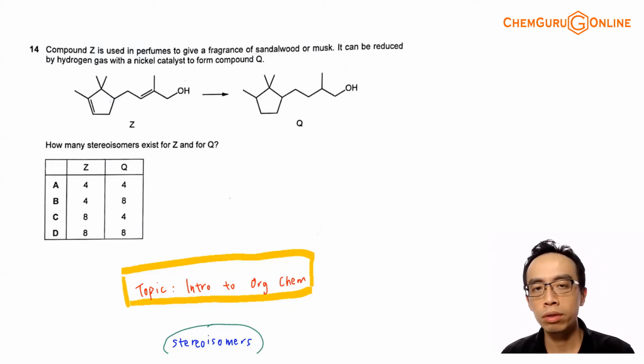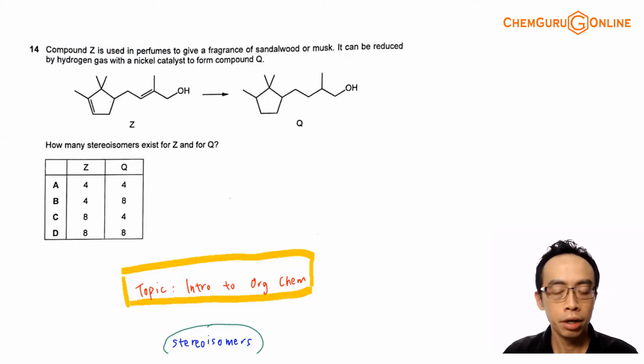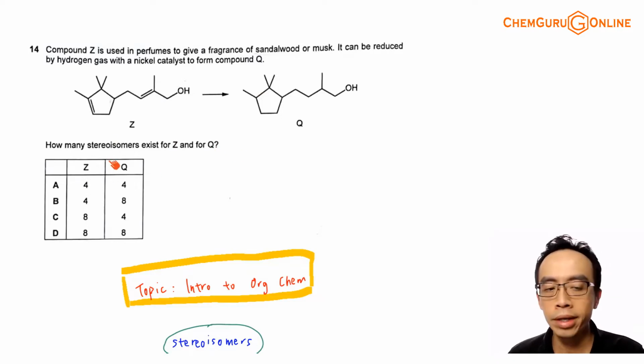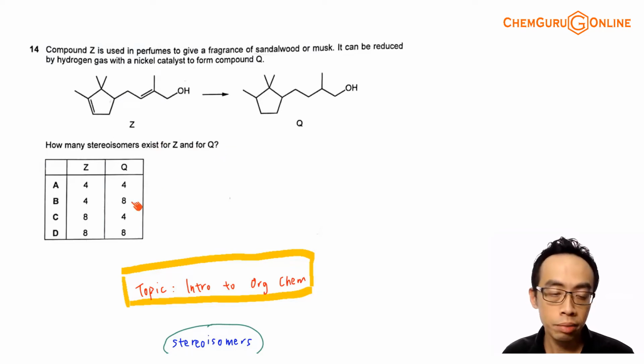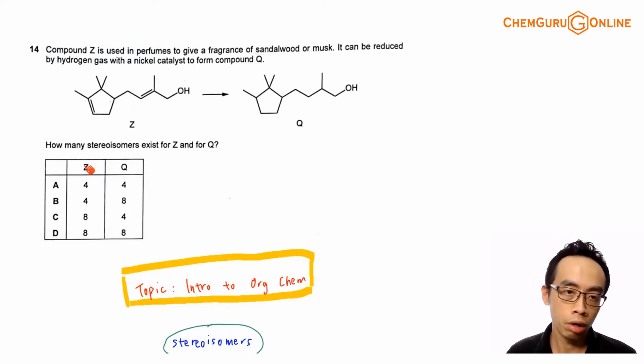Now in this video, we want to discuss the suggested solution for 2021 A-Levels H2 Chemistry, Paper 1, Question 14. So question 14, I have compound Z is used in perfumes to give a fragrance of sandalwood or musk. It can be reduced by hydrogen gas with a nickel catalyst to form compound Q. So the compounds for Z and Q, they're all given. The question is asking how many stereoisomers exist for Z and for Q. We have 4 options A, B, C, D, and we want to determine which is the correct answer.